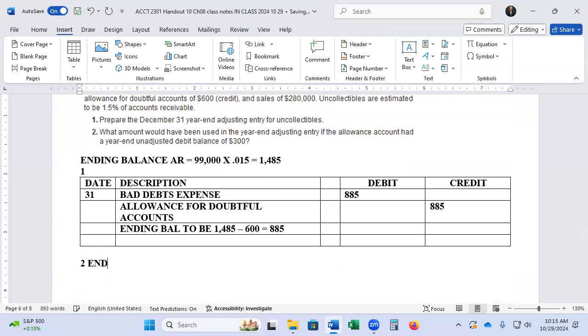Now in part two, we still want the ending balance to equal 1,485. The question is, how do we get there? I'll give you like a minute to think about that one.